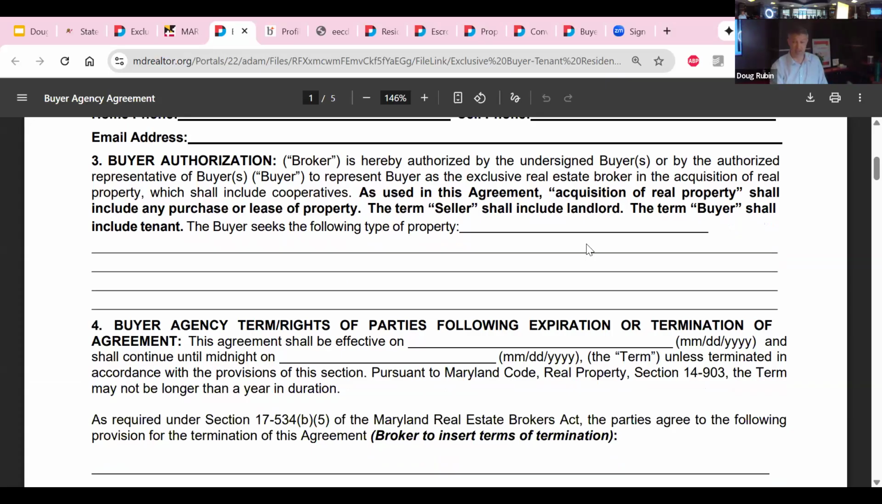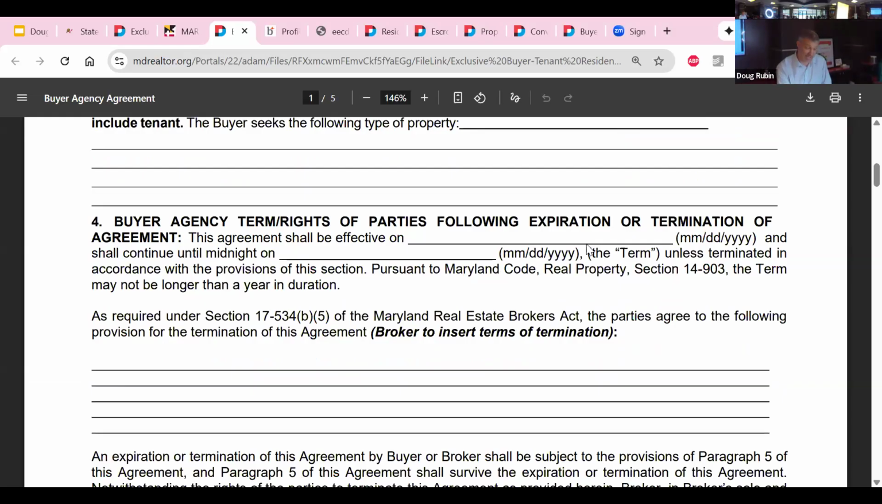Type of property, I never really care what people put down here, maybe it's a row home in Baltimore, maybe it's investment property, sometimes you just write real estate, that's fine too. This is really just a discussion moment, like, hey, what are you looking for, guys?